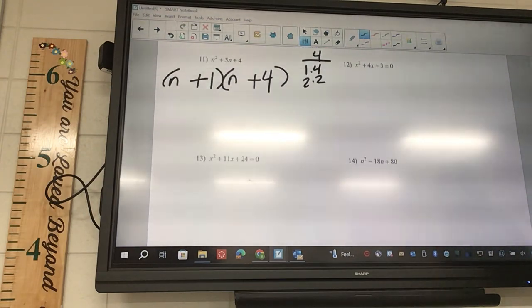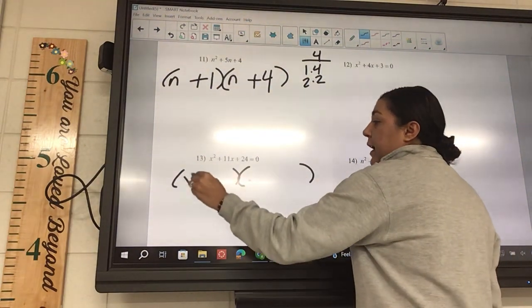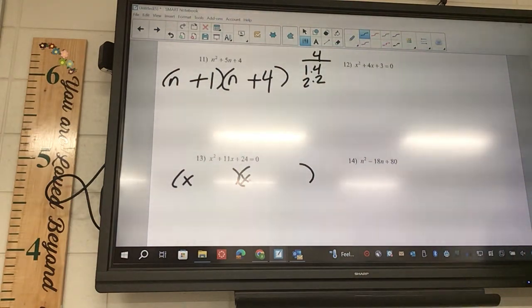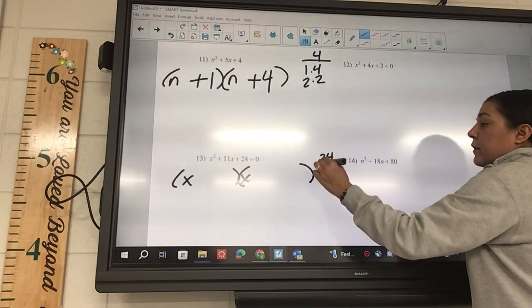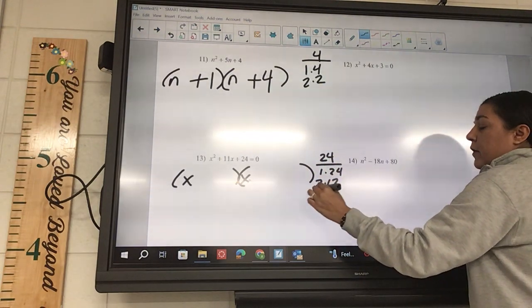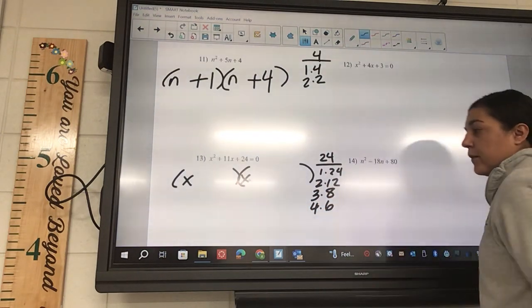Okay, 13, we're gonna draw our 2 parentheses. We're gonna say x and x. And we're making a list of what number? 24. What's the first one always? 1. 1 and 24. We got 2 and 12. 3 and 8. 4 and 6.